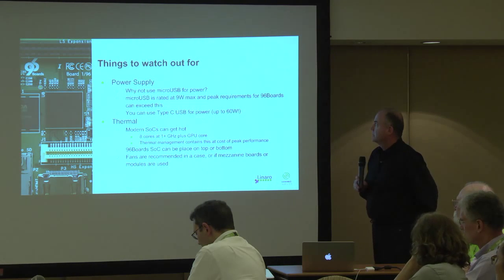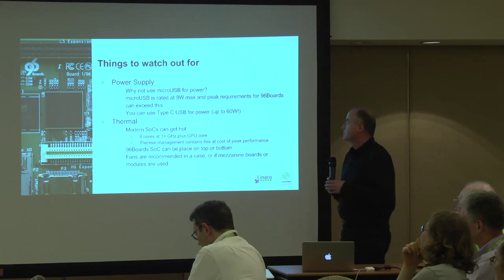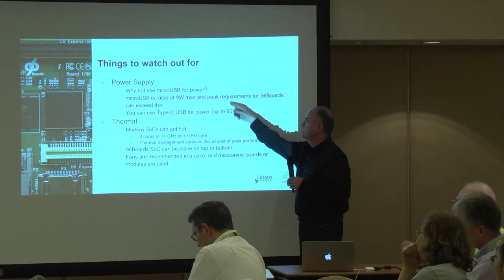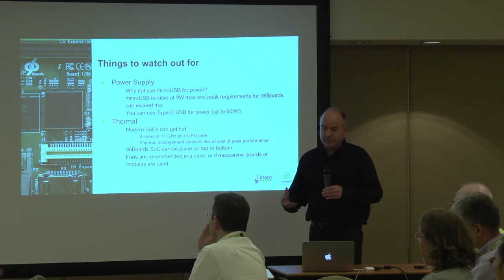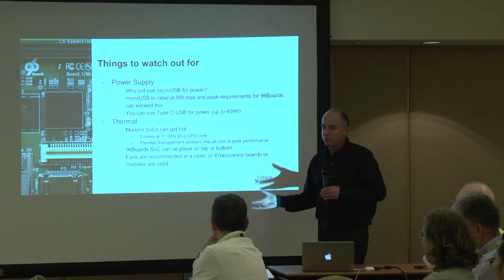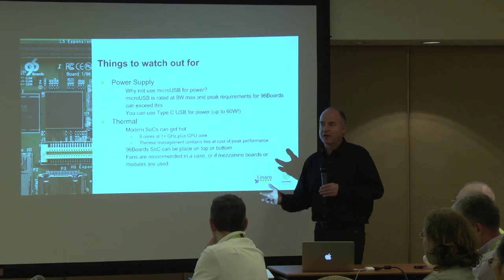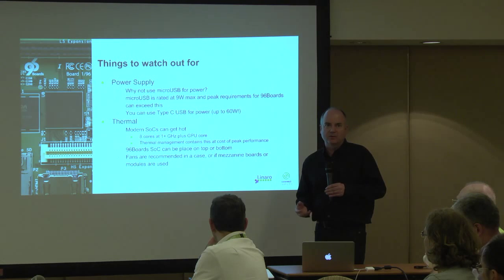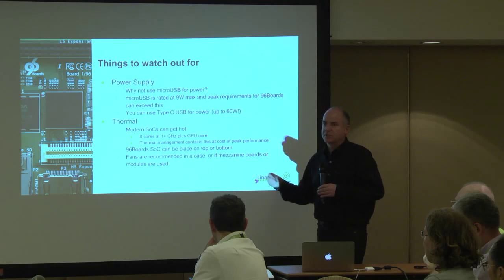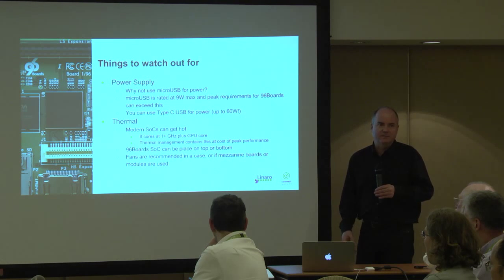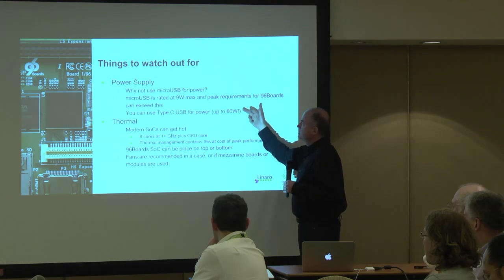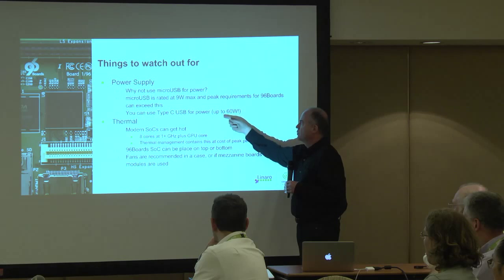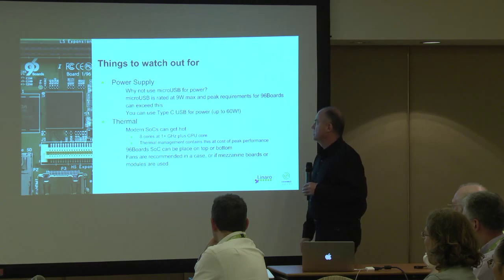Power supply: I mentioned micro USB, so why not use it for power? The problem is it's rated at 9 watts max and the peak requirements can exceed this. That's caused a lot of issues on things like the PandaBoard, where boards were getting returned because they were browning out when you used a lot of power out of the SoC, and you just needed to plug an external power supply in, but that actually caused a lot of cost. So the solution is to require the external power supply, or use Type C USB when it becomes available.